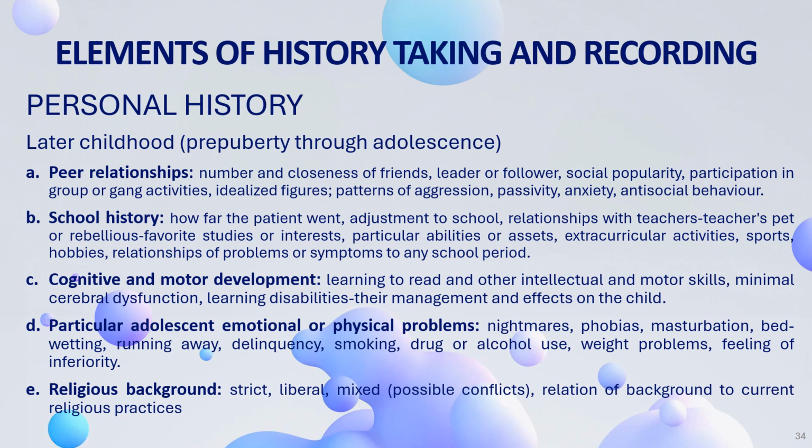Particular adolescent emotional or physical problems at that time, like nightmares, phobias, masturbation, bedwetting, running away from school, delinquency, smoking, drug and alcohol use, weight problems, and feelings of inferiority are also important. Religious background, like whether it was strict, liberal, or mixed, with possible conflicts. Relation of the background to the current religious practice should be compared.